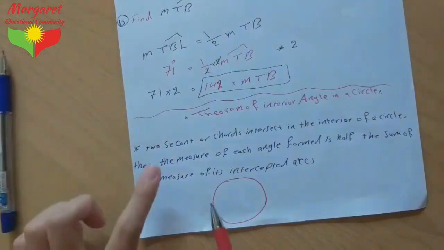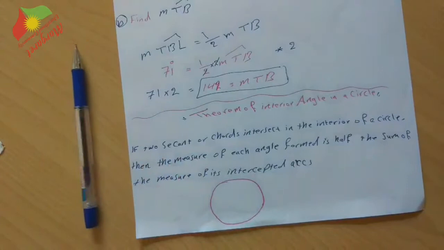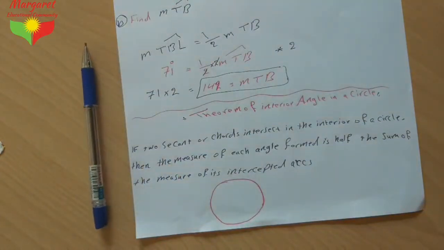If two secants or chords intersect in the interior of the circle.